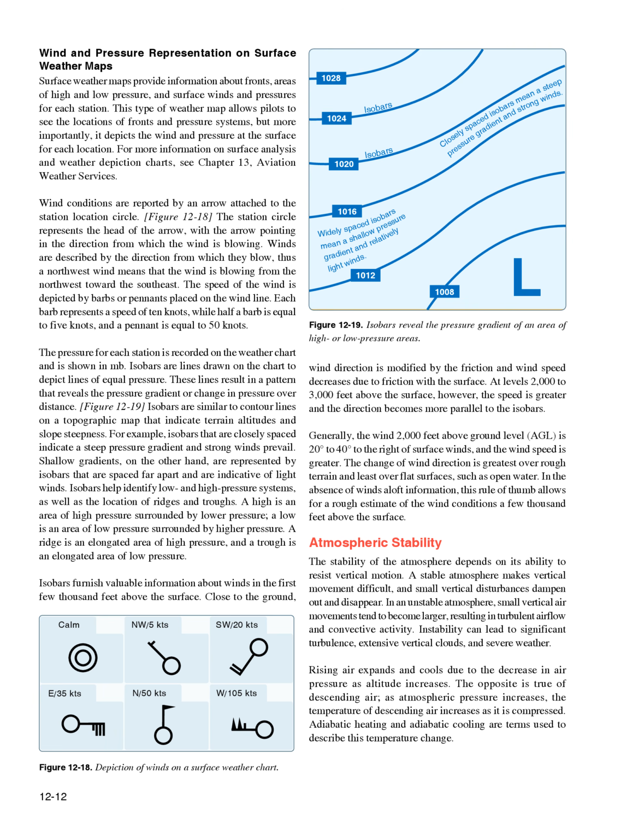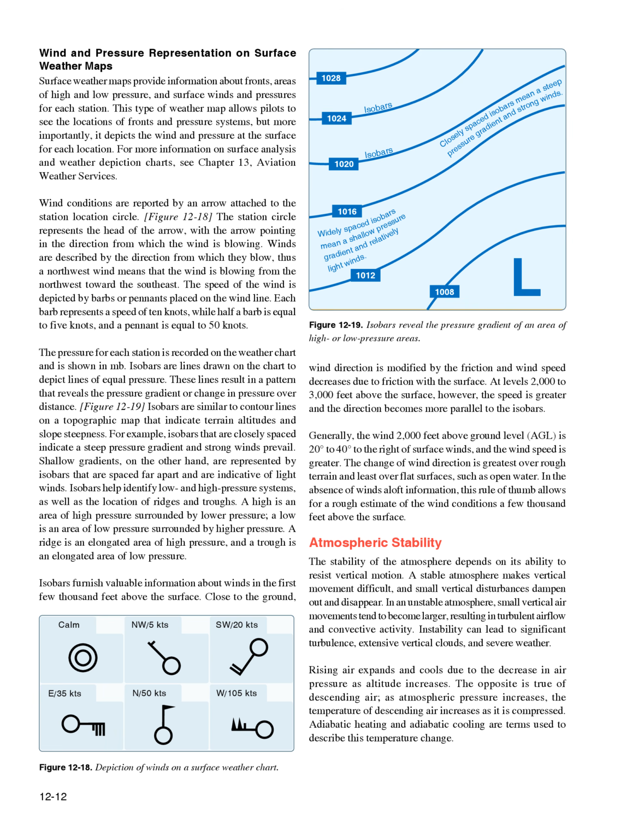In Figure 12-19, isobars are similar to contour lines on a topographic map that indicate terrain altitudes and slope steepness. For example, isobars that are closely spaced indicate a steep pressure gradient and strong winds prevail. Shallow gradients, on the other hand, are represented by isobars that are spaced far apart and are indicative of light winds. Isobars help identify low and high pressure systems, as well as the location of ridges and troughs.